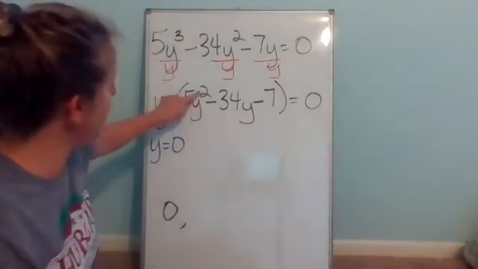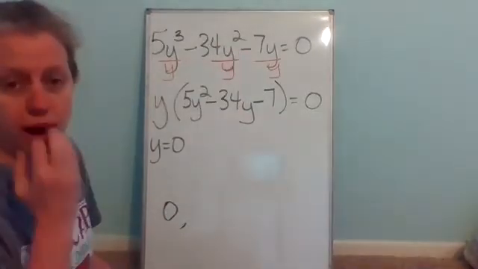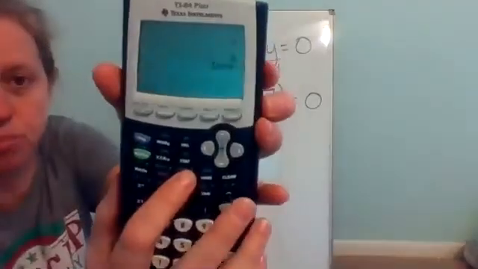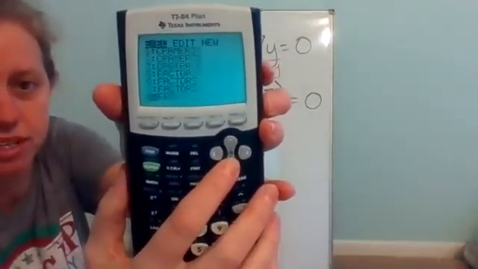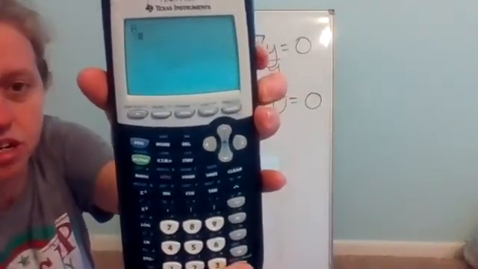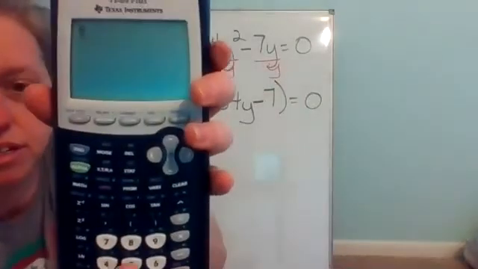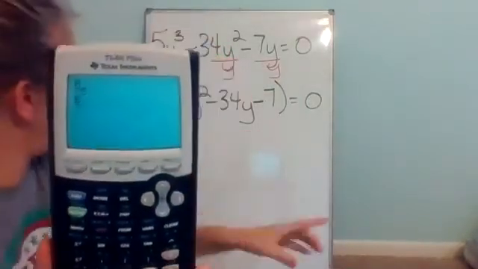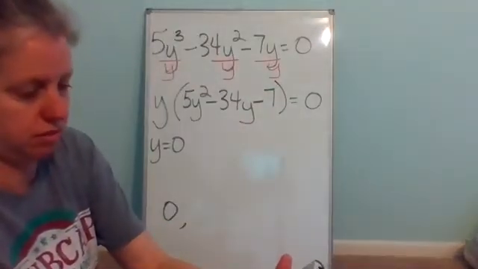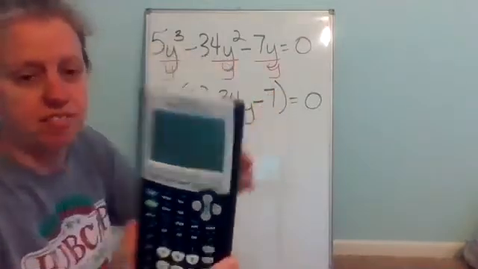And now it is a squared problem that I can take to my quad program. So that's what I'll do with what's left here, is go to program, down to quad, and enter your A, B, and C. So now my A is 5. My B is negative 34. And my C is negative 7.